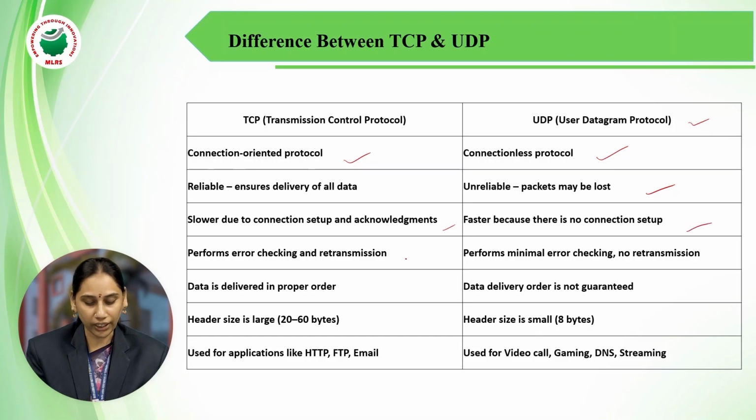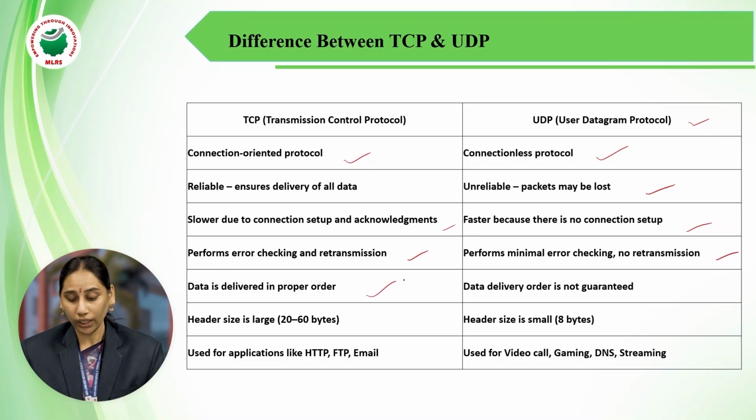TCP performs error checking and retransmission. UDP performs minimum error checking, no retransmission. In TCP, data is delivered in proper order. In UDP, data delivery order is not guaranteed. TCP header size is large, 20 to 60 bytes. UDP header size is small, 8 bytes.